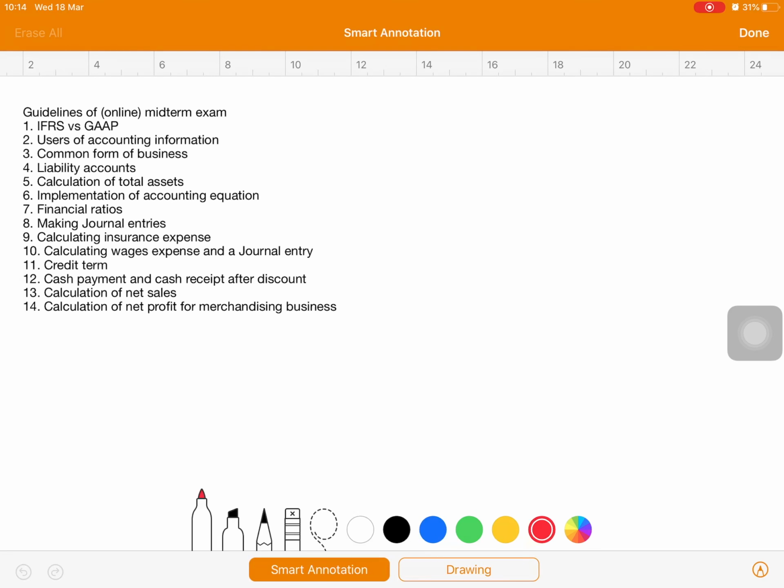So on the 26th of this month, at the afternoon session, you're gonna have midterm exam. But the difference is that this time you're gonna have online midterm exam.